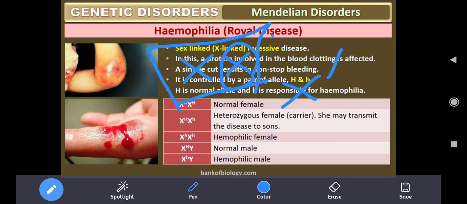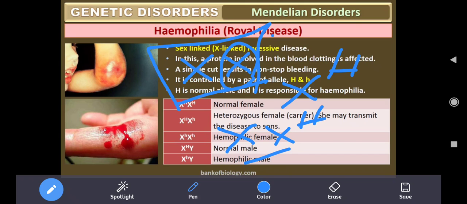Hence this hemophilia disease occurs in the X-linked chromosome, and that too a recessive X chromosome. It is called XH. If the XH is seen, it is a recessive one. Normal X is a dominant one. H is for hemophilia.